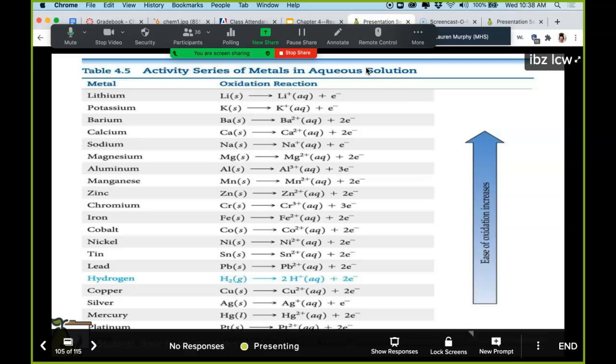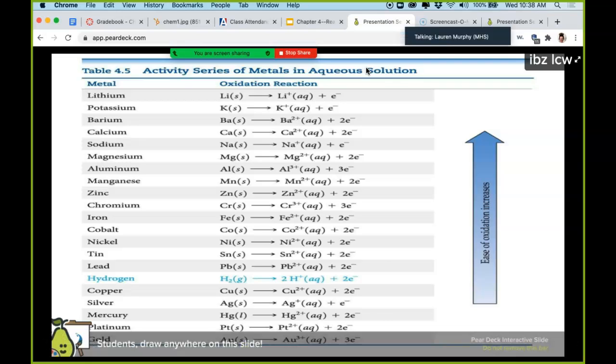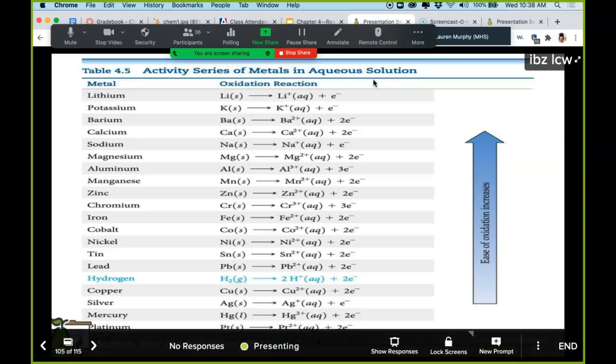This is called an activity series. So on your notes, this is what you should write. This is for single replacement reactions. And the reason why we're doing this here is because single replacement reactions are redox reactions. They are oxidation reduction reactions. So the whole point of this chart is no, you don't need to memorize it, but you do need to be able to interpret it.